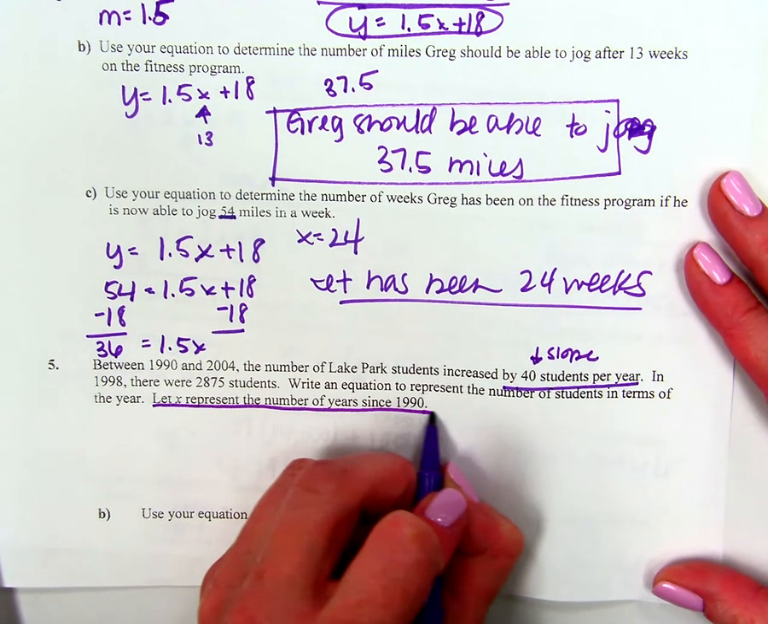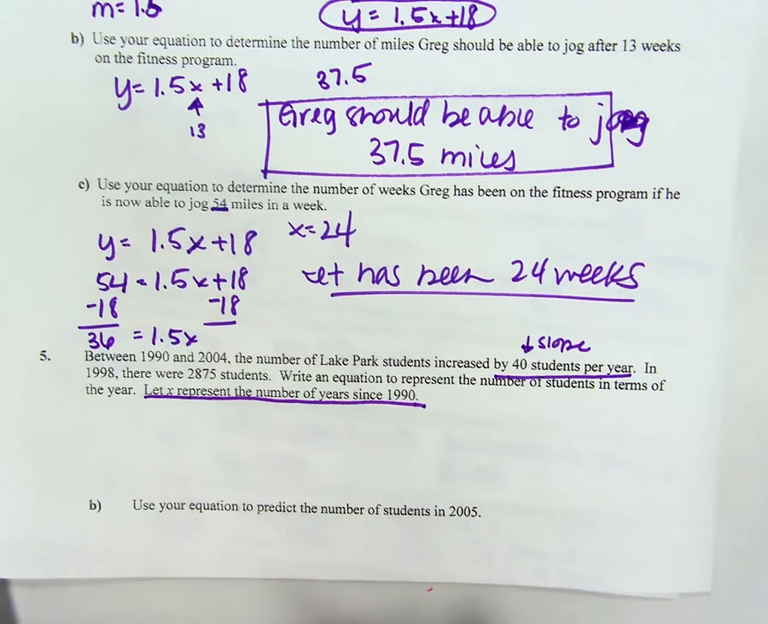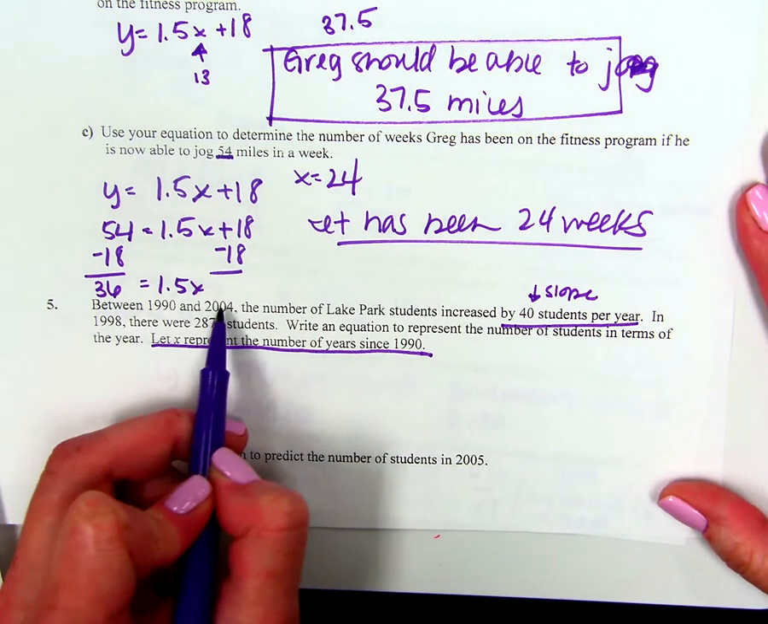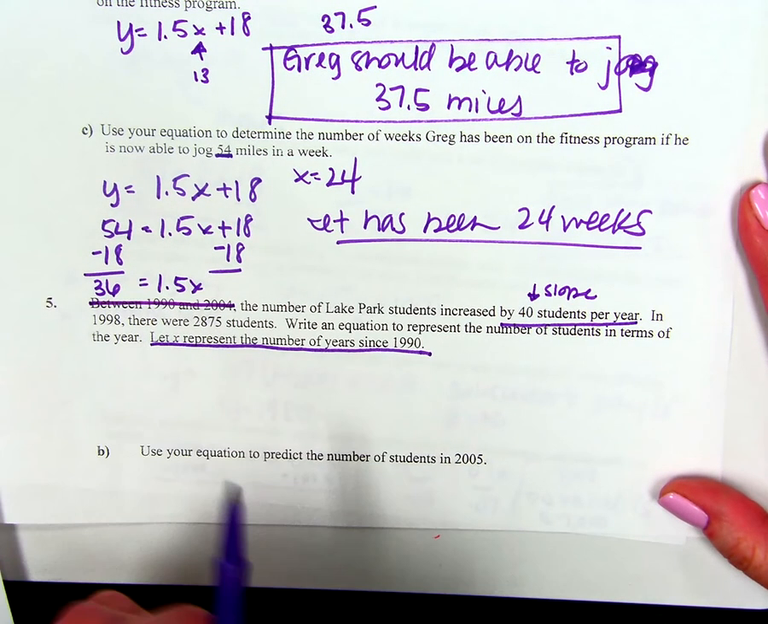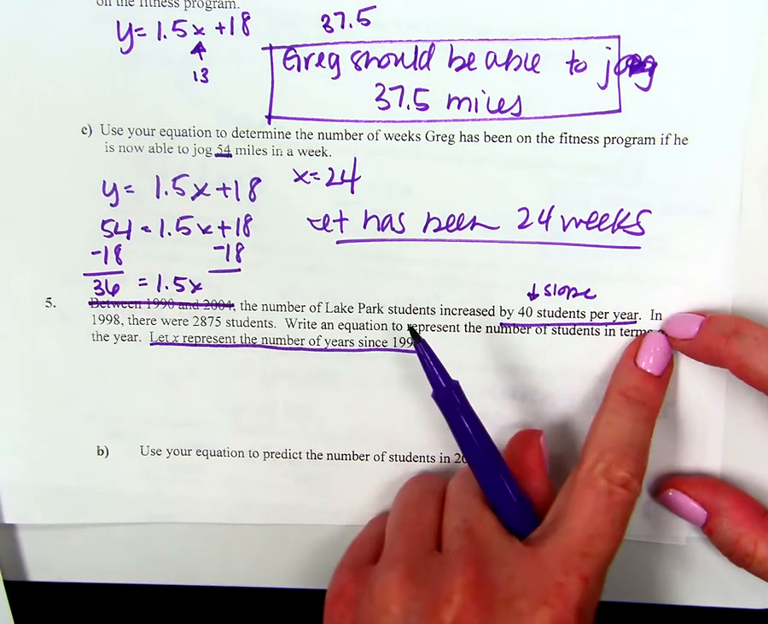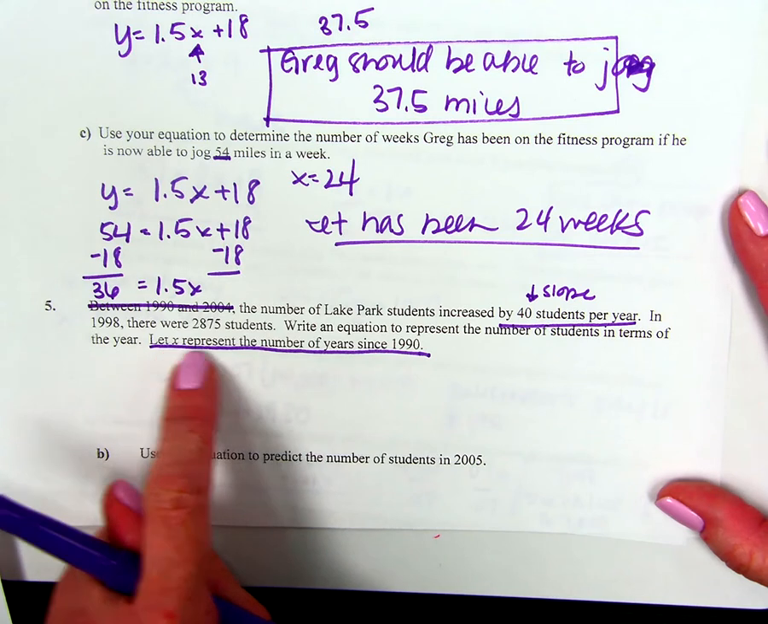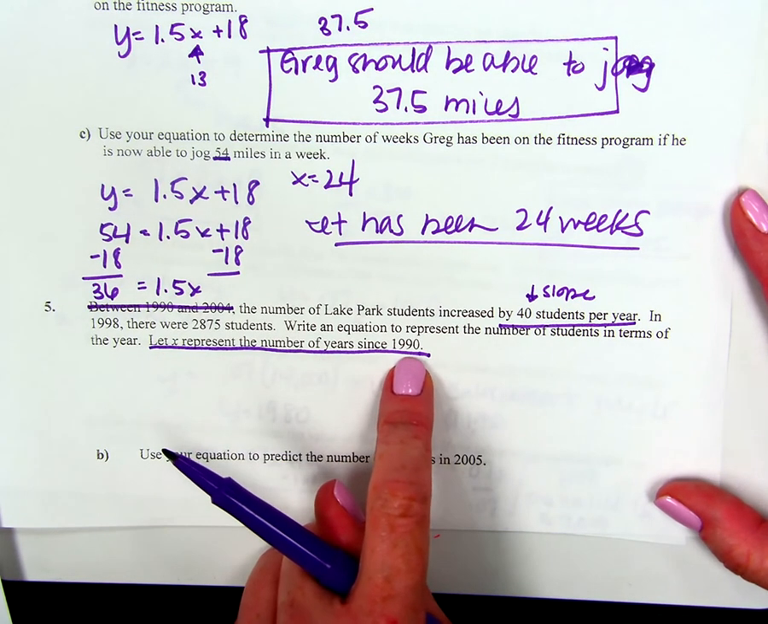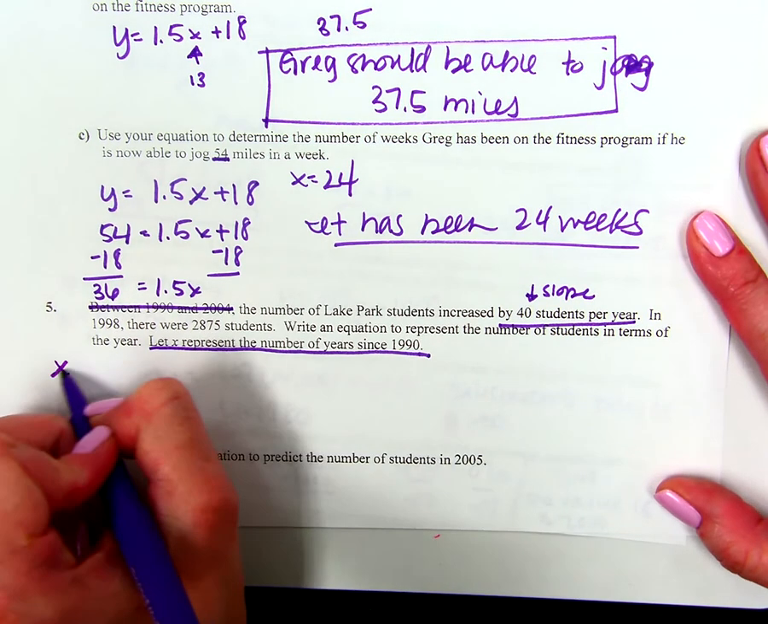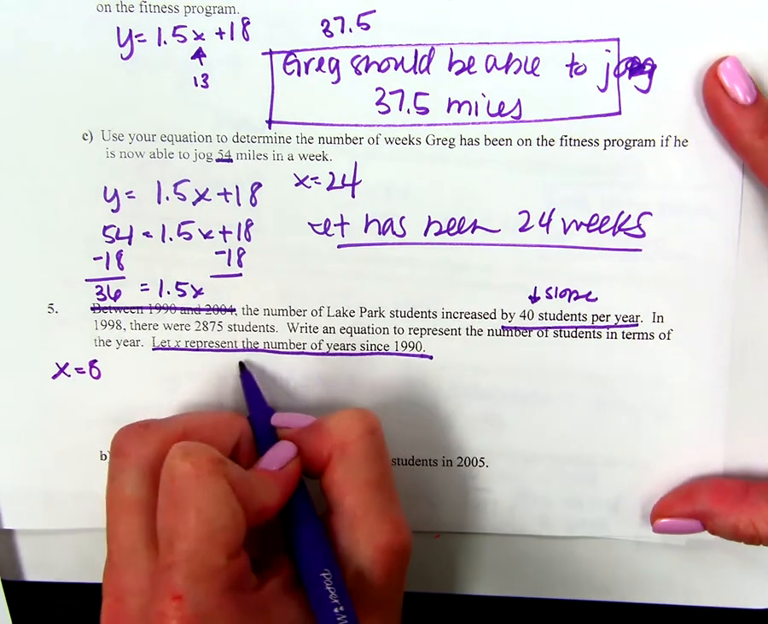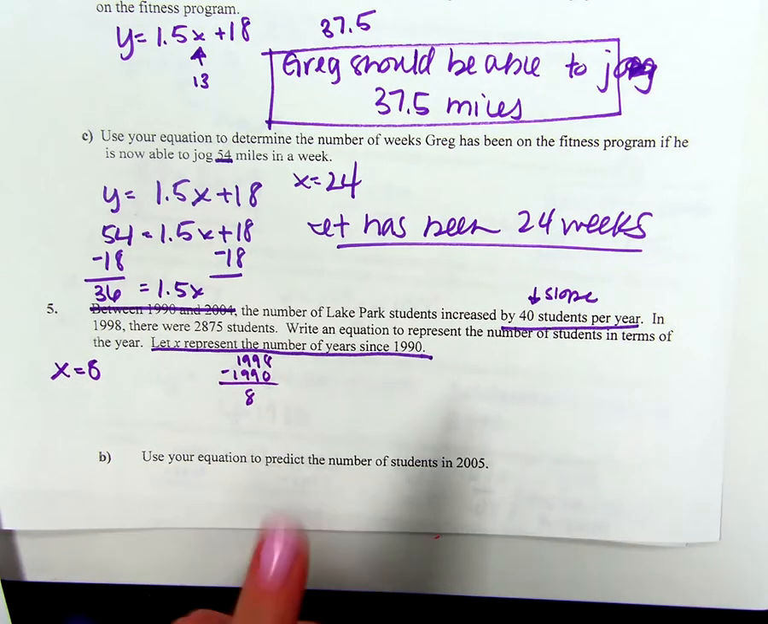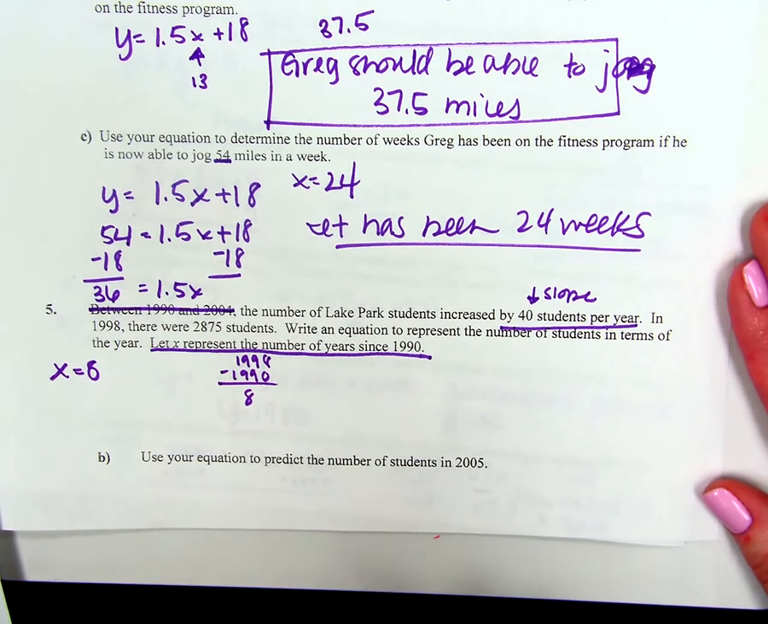So when we see a sentence like this at the very end of our problem that says, let x represent the number of years since 1990, we need to do a little bit of math. So this first sentence here, between 1990 and 2004, doesn't have any value, so I'm going to cross that out. It's telling us that we have a value in 1998. So that's like saying 1990 would be 0. So 1998 would be 8. So I would take 1998 minus 1990 to get that. So my x is 8.